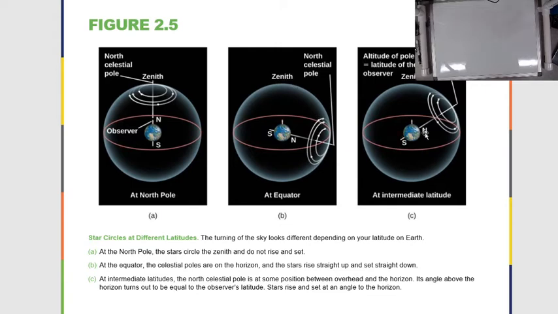If you're somewhere in between, like we are in Oklahoma, some of the stars are circumpolar. That is to say, they stay above the horizon the whole time. And some don't. And so it just depends on what your latitude is as to how many.